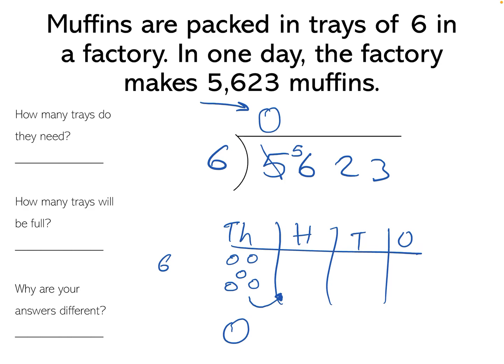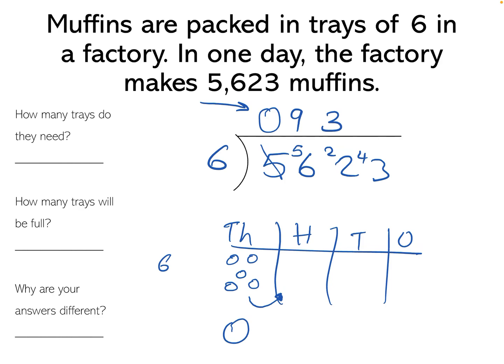How many 6s in 56? 6, 12, 18, 24, 30, 36, 42, 48, 54. So that to me looks like 9, and I'm on 54. So that means I need 2 more to get to 56. Now, I know 6 times 4 is 24, so it's got to be 3. 6 times 3 is 18, which leaves 4 left.